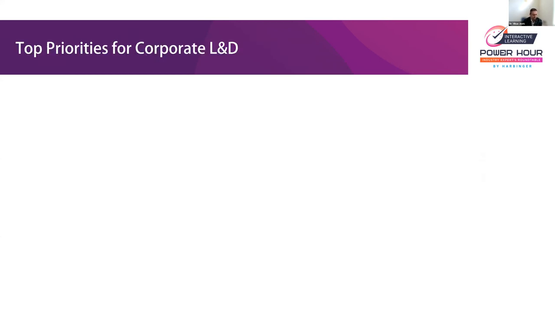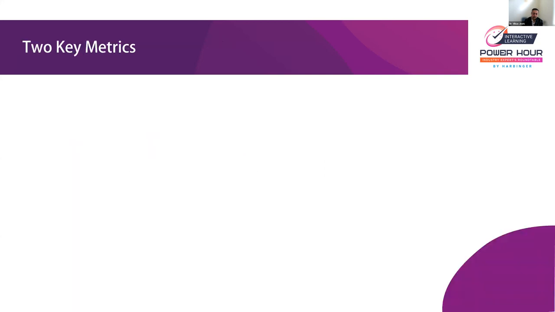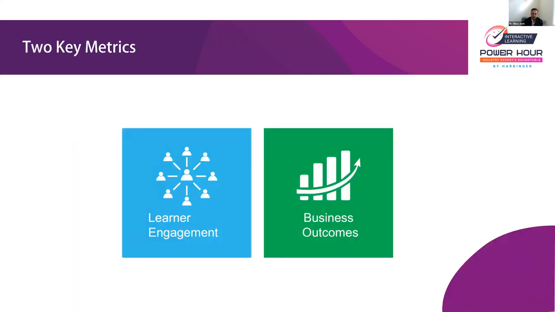So coming back to the big question, this is a survey by Brandon Hall, creating a learning strategy for the future of work. And what we see here is 74%, a full 74% would consider creating a stronger link between learning and performance as their top priority. Now that priority splits into two dimensions. One is engagement and the other is outcomes, right? So you want to look at learner engagement and you want to look at business outcomes.